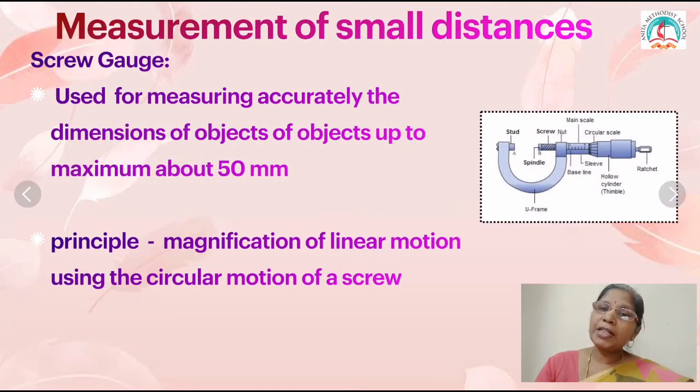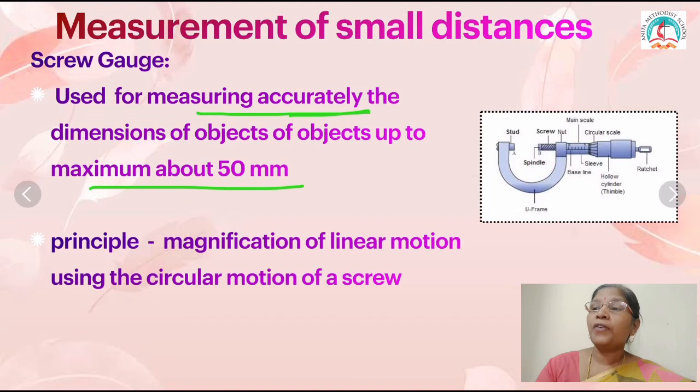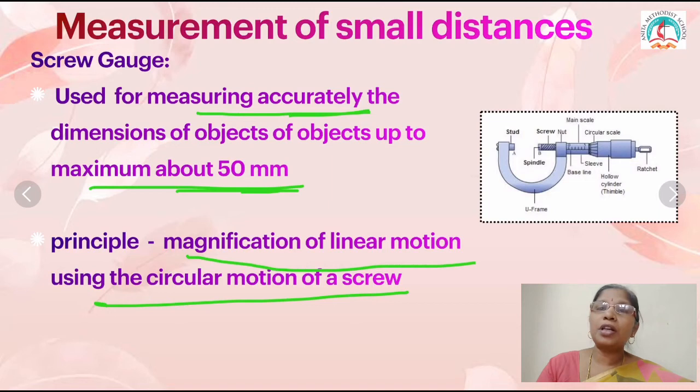So how do we measure the value of small distances? We will see that first: small distances with the help of the screw gauge. This is a diagram for the screw gauge. It is used to measure accurately. The maximum value is equal to 50 mm. For accuracy, we will measure the value of the object. What is the principle used here? Magnification of linear motion using the circular motion of the screw. That is the principle of the screw gauge.